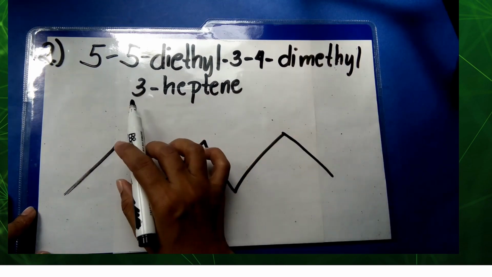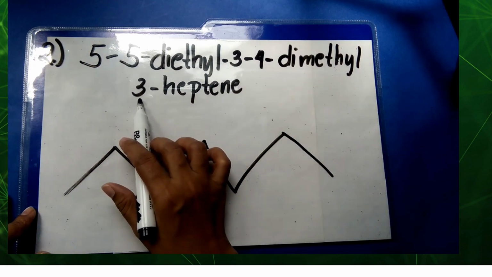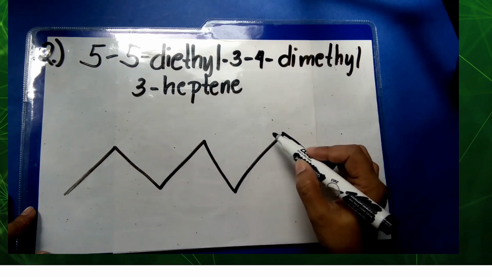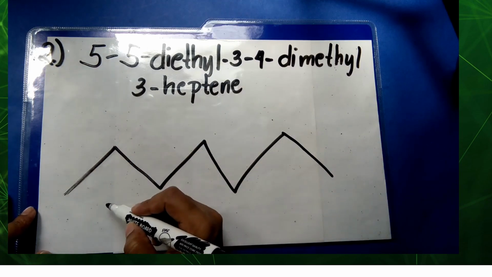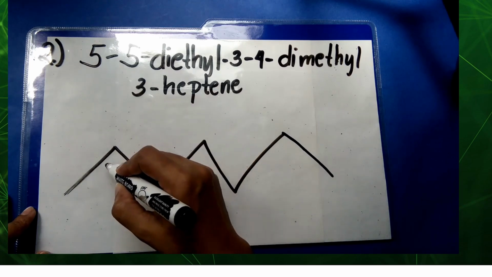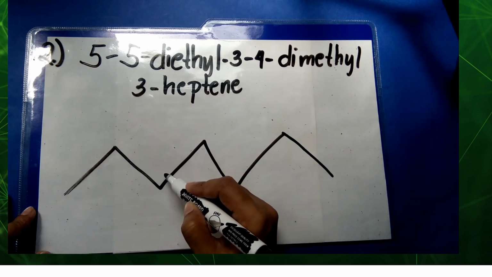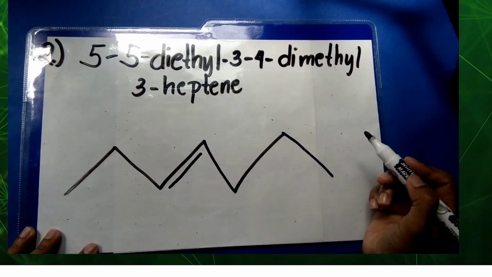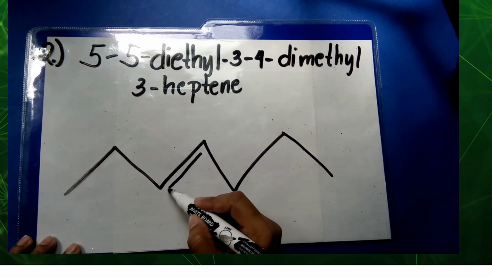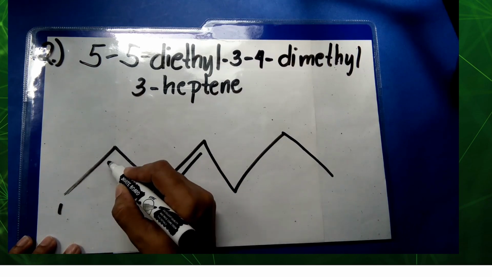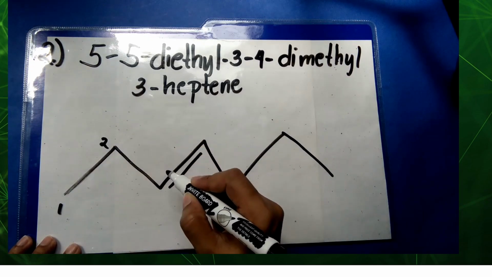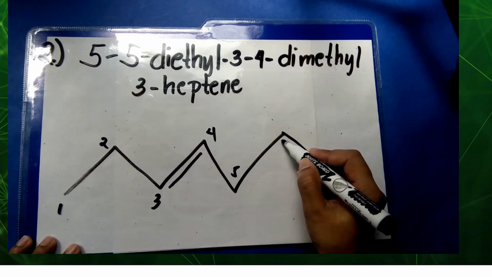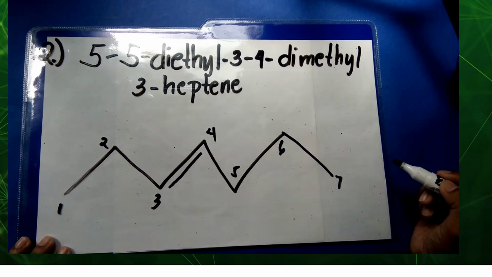And then the double bond is on the third carbon atom. So we can place it here or on the other side. So we can start here. So 1, 2, 3. So right here, you can place a double bond here. Okay. And then let us write a number. So 1, 2, 3, 4, 5, 6, and 7.